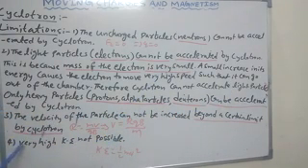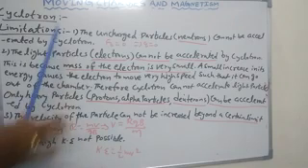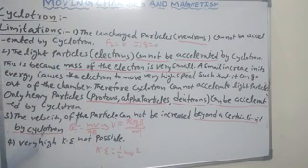Next, very high kinetic energy is also not possible. Up to this kinetic energy is possible, and beyond that is also not possible in the cyclotron. These are the limitations of the cyclotron. I hope you understood the limitations of the cyclotron.